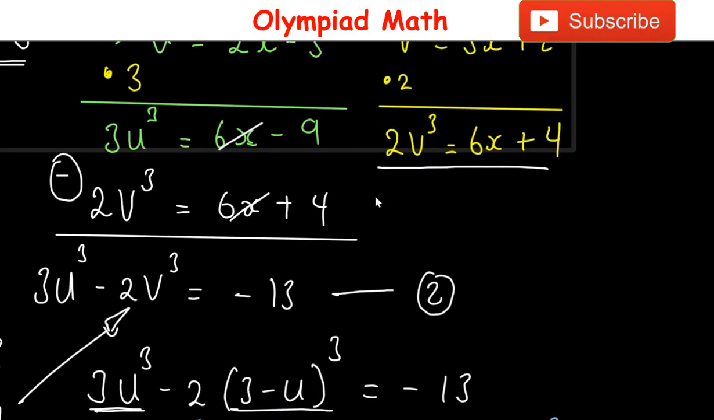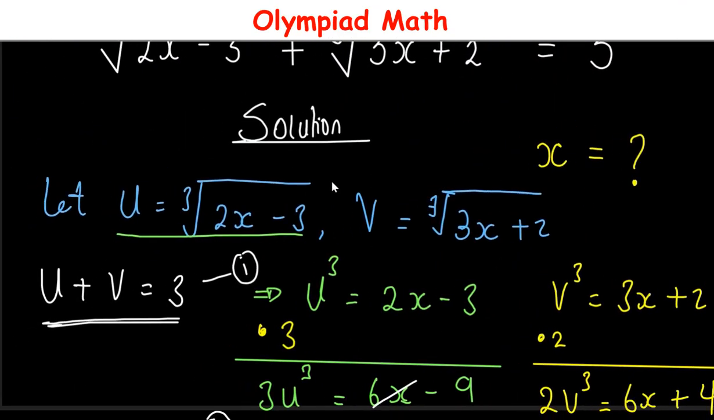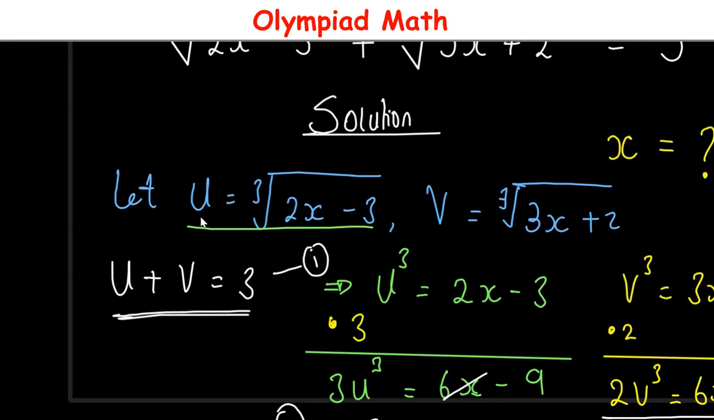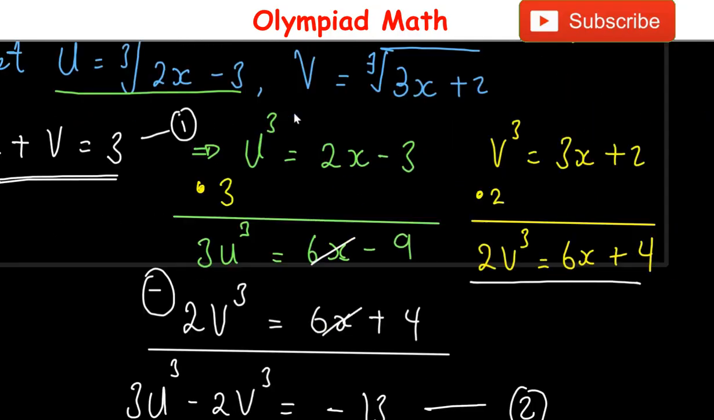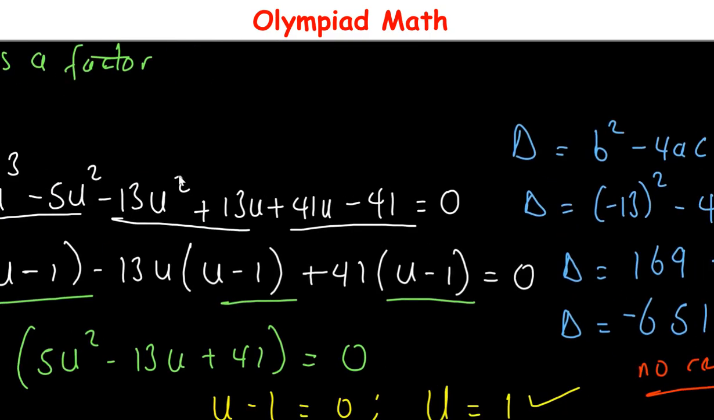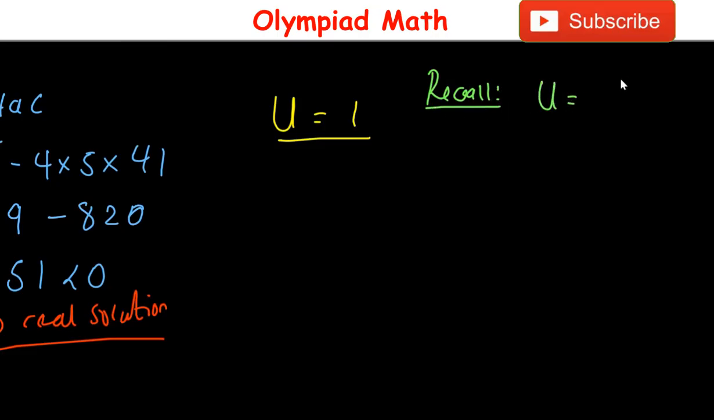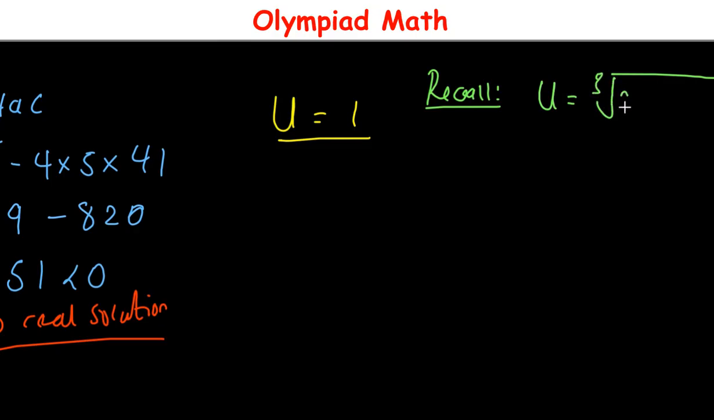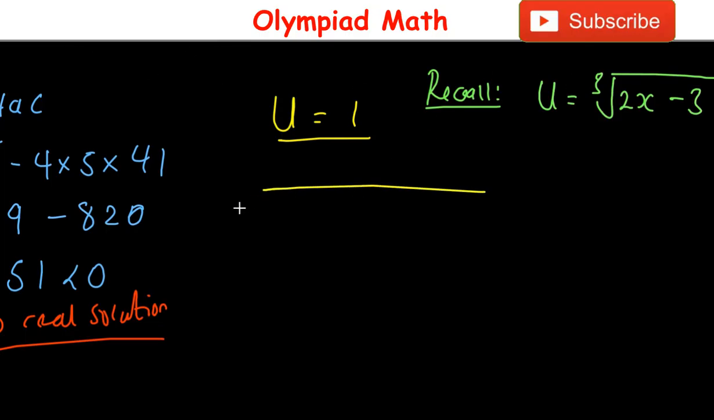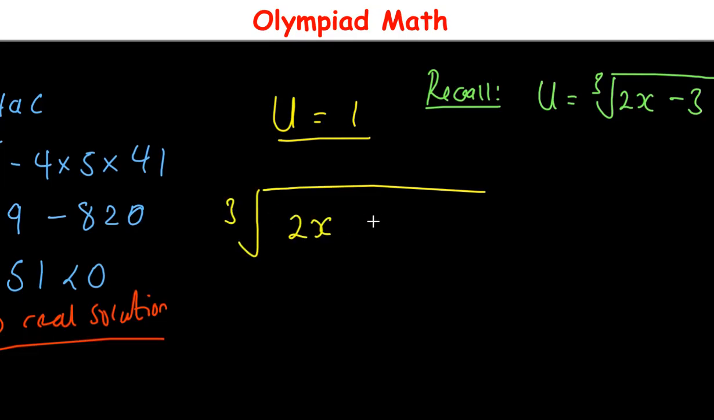But then recall from this that we said that the value of u is equal to the cube root of 2x minus 3. So from here, u is 1. This equation then becomes the cube root of 2x minus 3 is equal to 1.